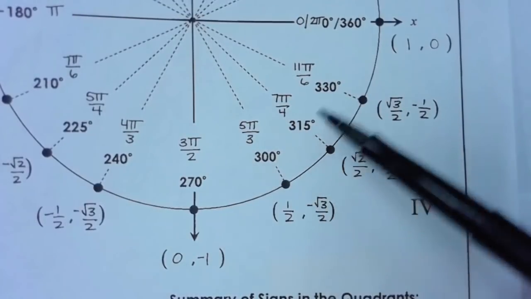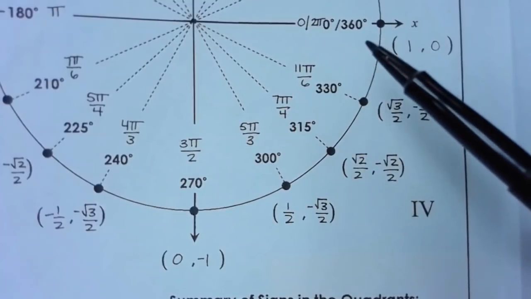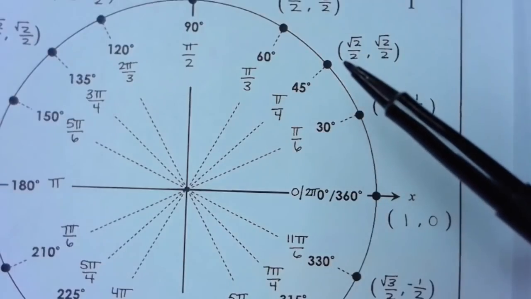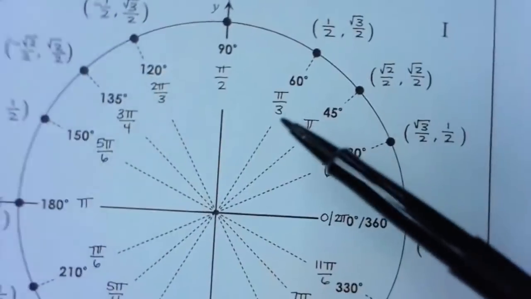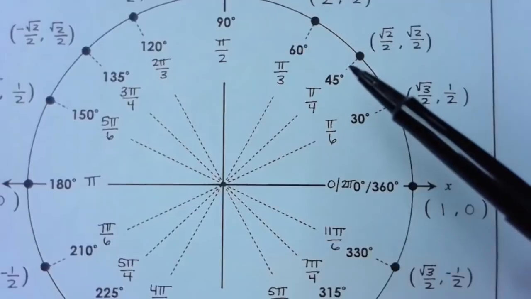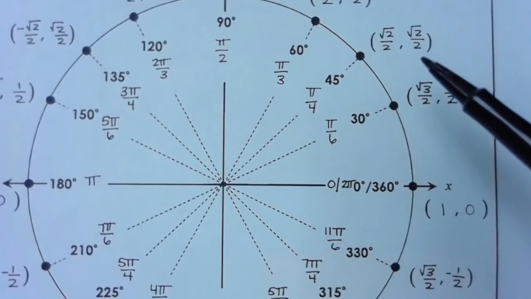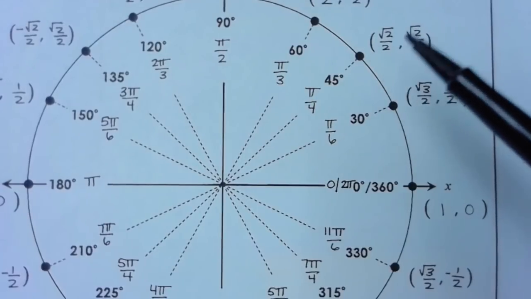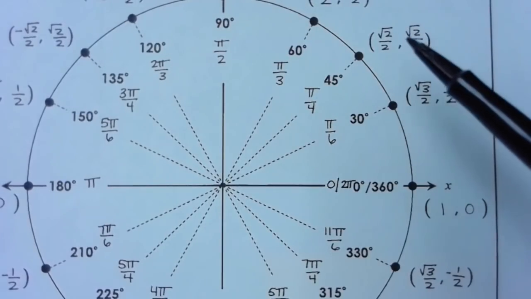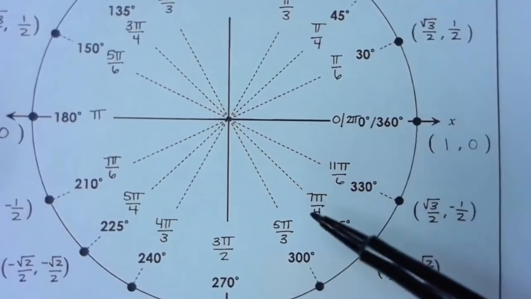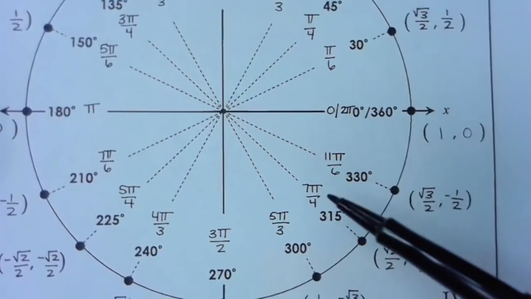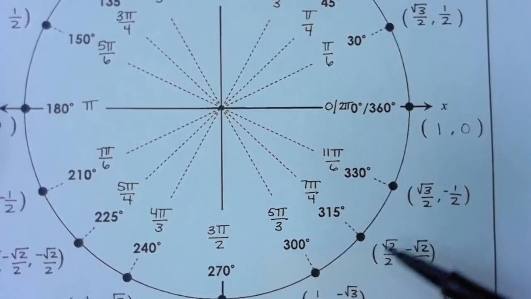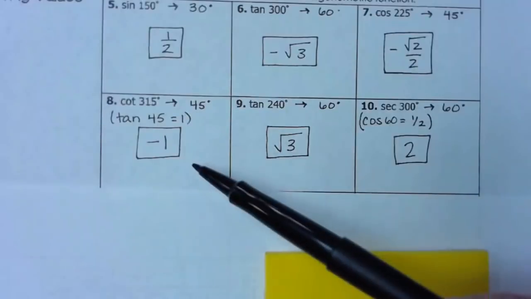315, this is the reference angle here, is going to be 45 degrees. So we're talking cotangent of 45. Cotangent of 45 is cosine over sine, right? It's the reciprocal of tangent. But it's all the same here, right? It's all the same. But cotangent of 315 is in the fourth quadrant where y is negative. So this over this is just going to give you negative 1. Okay.